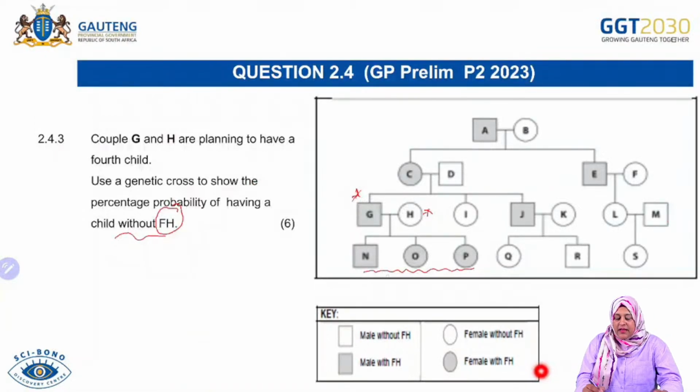Now, if you look at G and H, they are coming from parents C and D. G is coming from parents C and D. Remember, one allele must come from the father and one allele must come from the mother. The father is small t, homozygous recessive. Therefore, G will have to have a small t. But G is showing the dominant characteristic. Therefore, G must be big T, small t. And H, obviously, she married a person who does not have the condition. So this person will be small t and small t.